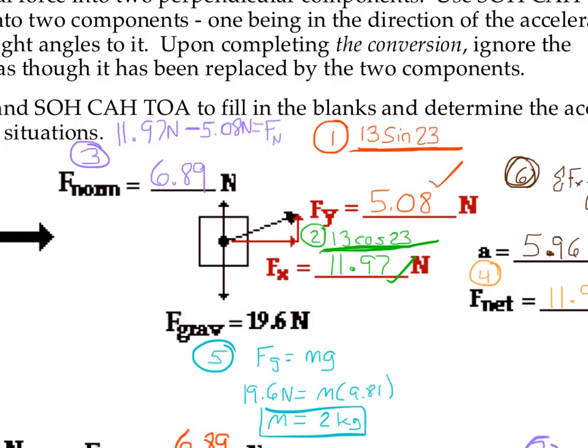So we figure out what force is left. We have 11.97 newtons pointing down and 5.08 newtons pointing up. So that means the normal force has to equal 6.89. We just subtracted them, because pretty much the normal force plus the Fy, because it's pointing up, minus the force of gravity should equal 0 to cancel out, so the normal force has to equal the force of gravity.